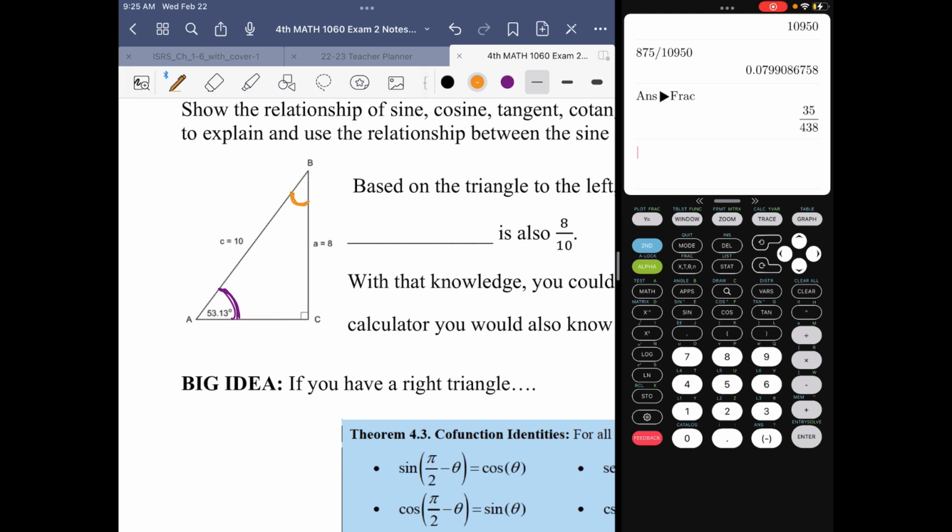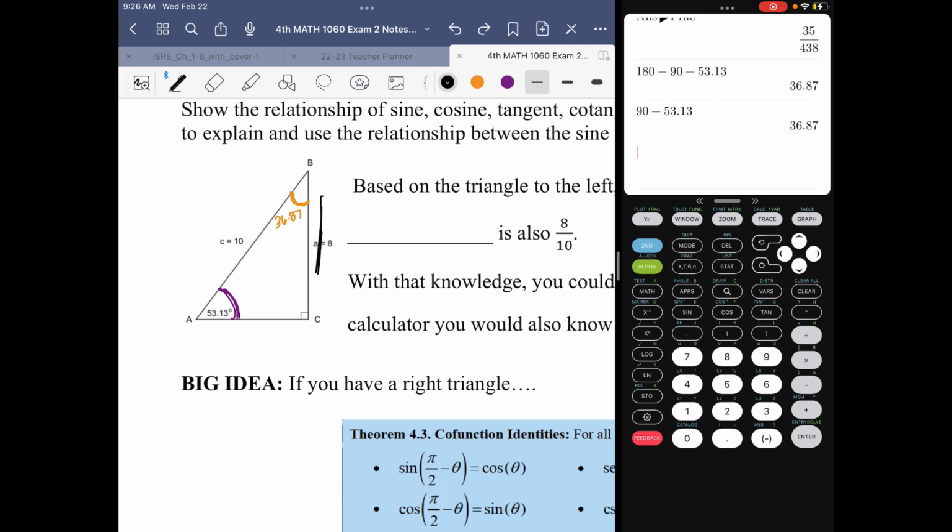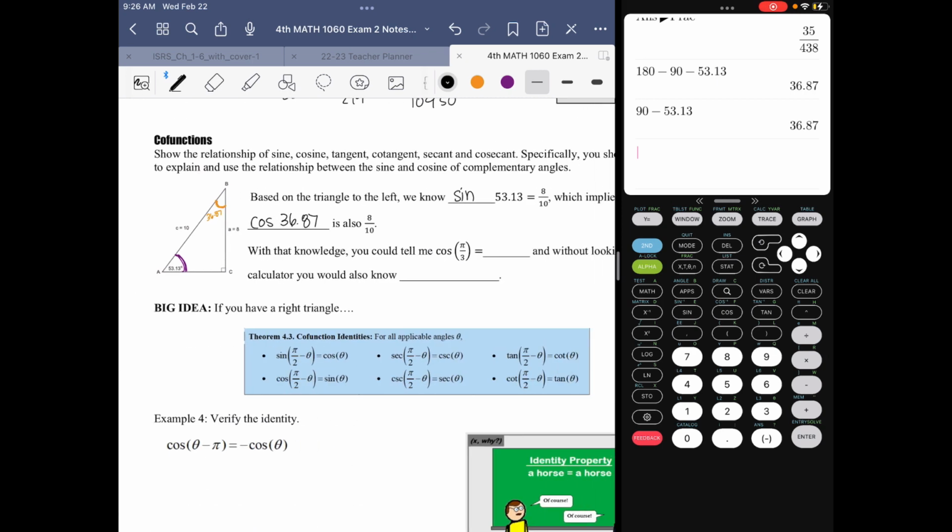What would this angle be? Well, there's two ways you can think about this. You can do 180 minus 90 minus the 53.13 that we know we have, and get that it's 36.87. You can also think about this like, well, this is 90, which means these two have to be 90. So you could just go straight to 90 minus 53.13. Should end up in the same spot. Sure enough. But that means that for this one, this is actually the adjacent side and the hypotenuse. So we're actually saying that the cosine of 36.87 is also 8 out of 10.